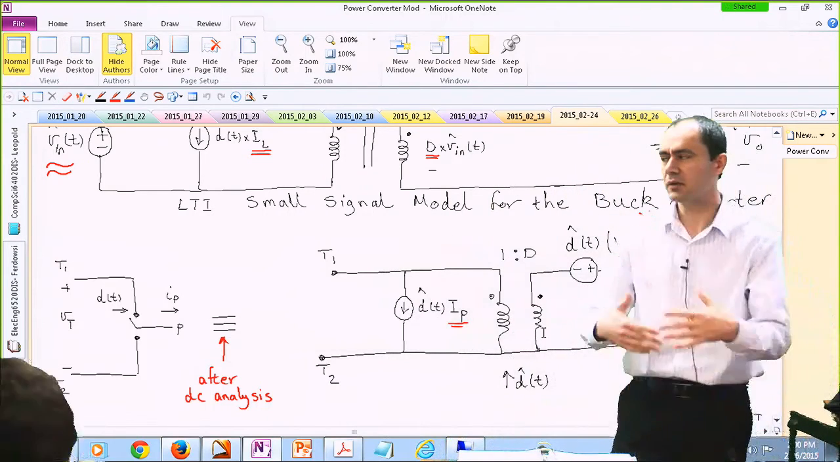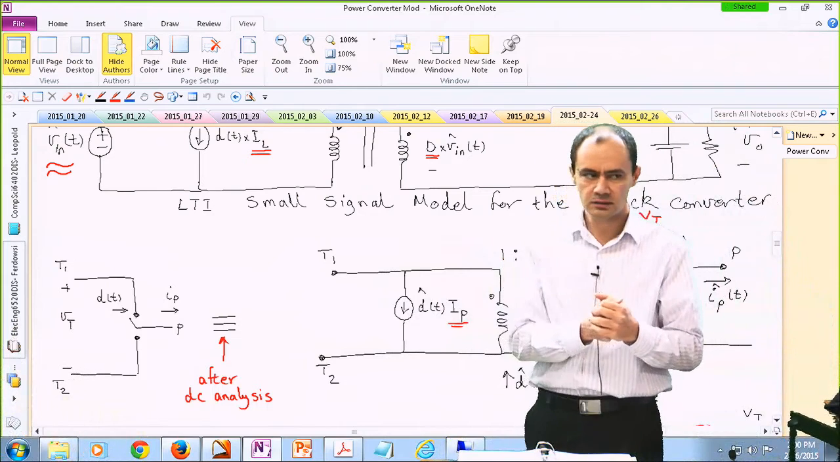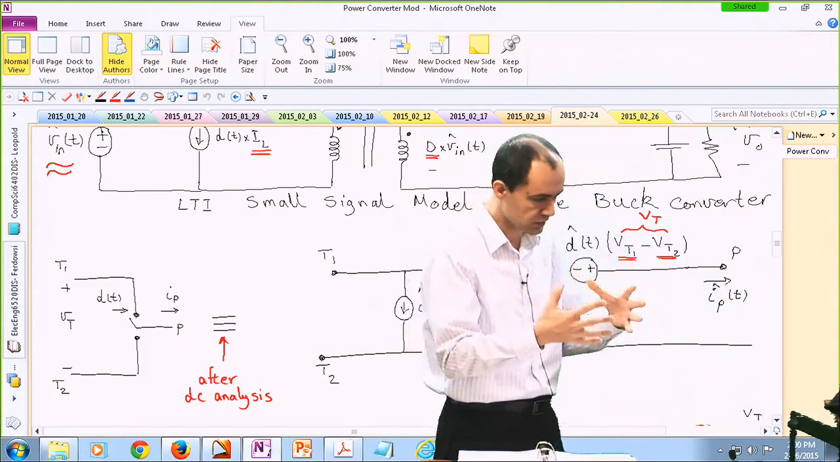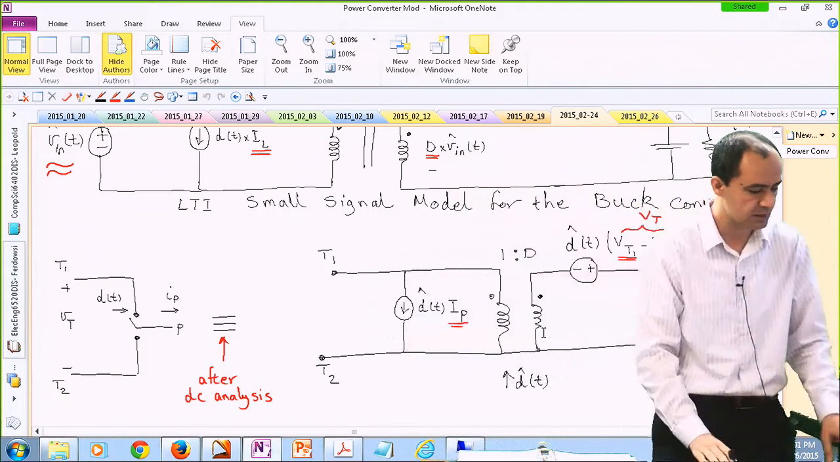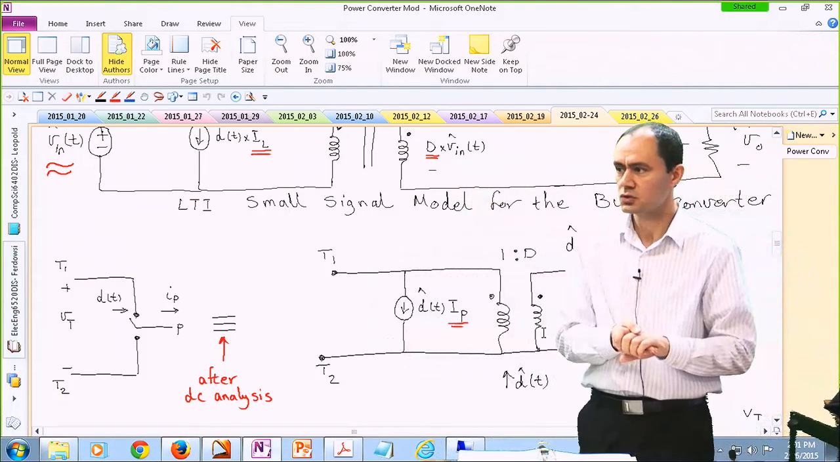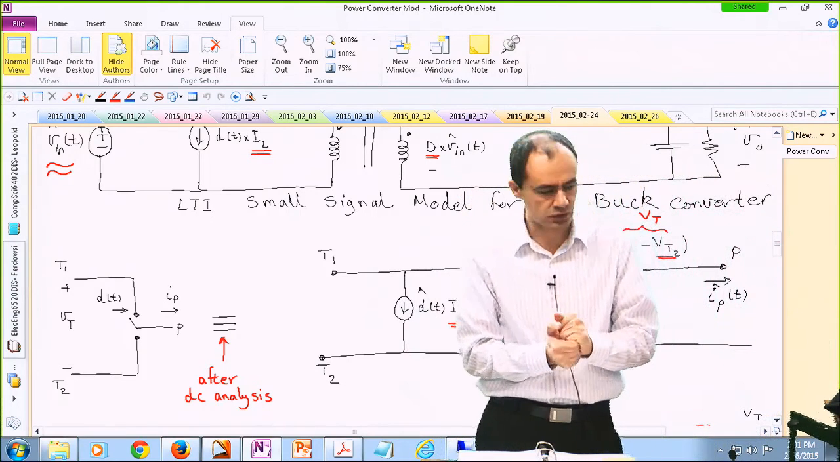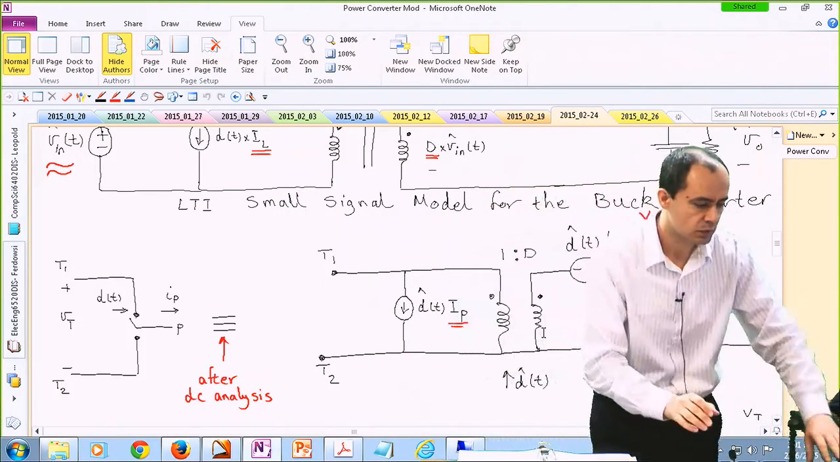So anytime from now on you identify a single pole double throw switch in your converter, for instance the buck boost converter that is the topic of the homework assignment, you should take that switch out and replace it with this model and then go ahead and find the transfer functions. Do not start from the equations of the converter.